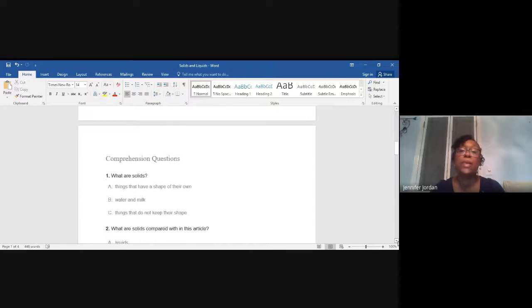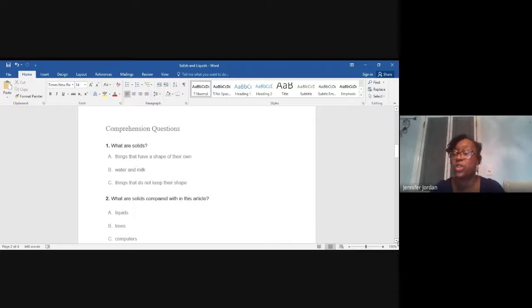So we did a good job of reading it. Now we get to our comprehension questions. Remember, we're going to refer back to our informational text, Solids and Liquids. Here we go. What are solids? A, things that have a shape of their own. B, water and milk. Or C, things that do not keep their own shape.